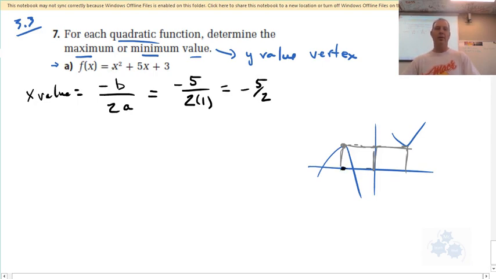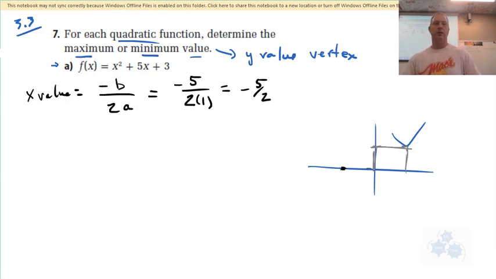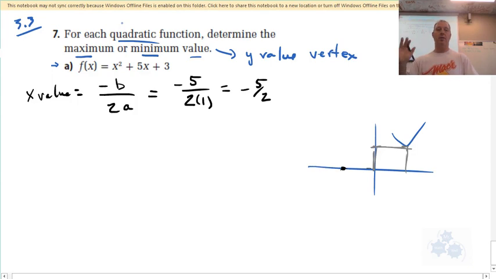Does this one open up or down? Whoops, that's the next thing we've got to figure out. Sorry, did someone say up? Okay, well, everyone should know that right away. It opens up because we have an a value of a positive 1. So I don't know where the y value is yet, but it's going to be a minimum value, okay? It's going to be a minimum because it opens upwards, so we have a bottom, right?